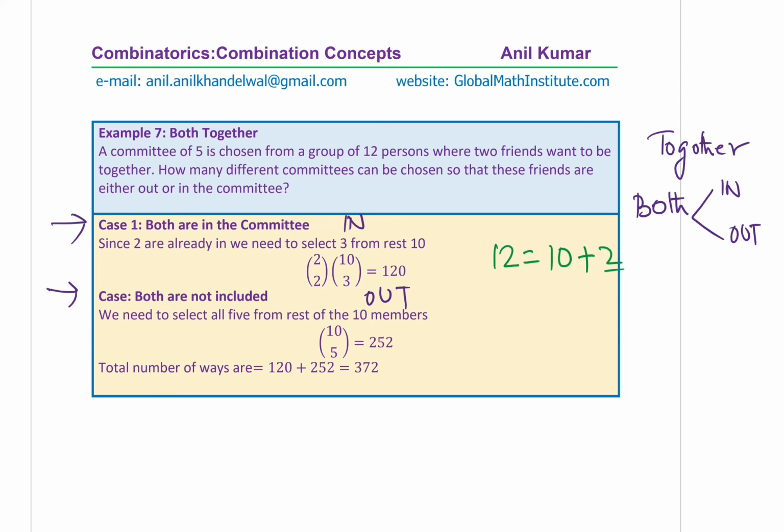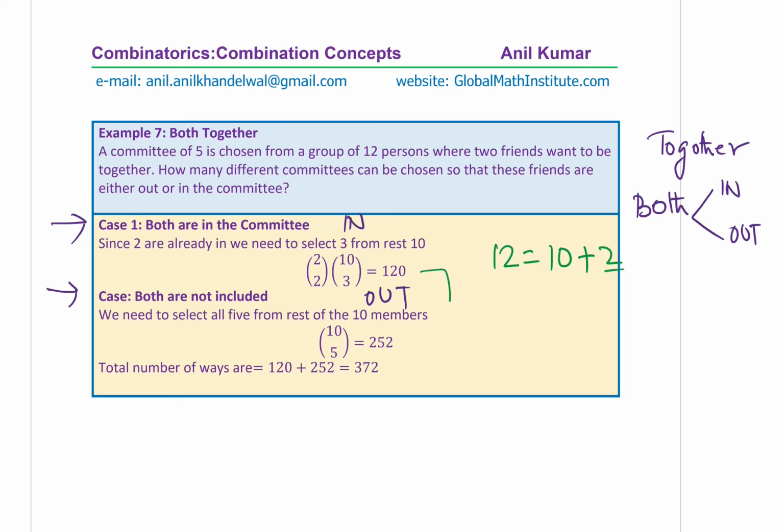So if you choose two of them to form a committee, then two are selected from two. You got 2C2. You can see that, right? Now the remaining three will be selected from this group of 10. So 10 choose 3. That gives you the answer. That is one answer. The other one is they are not there in the committee. So you have a committee without them. Correct? So all 5 are chosen from 10. So 10C5, 10 choose 5, is that group. We get 252 of those.